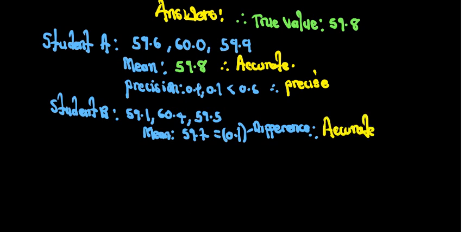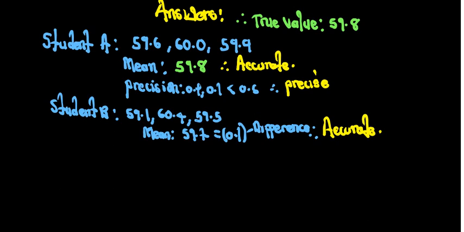Nice. So now how about precision? For precision, we are trying to look at how close these numbers were to one another. Were they really close to one another? So the difference between 60.4 and 59.1 is what? It's giving me 1.3.